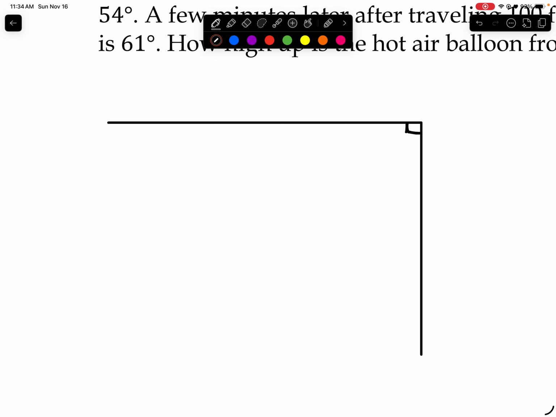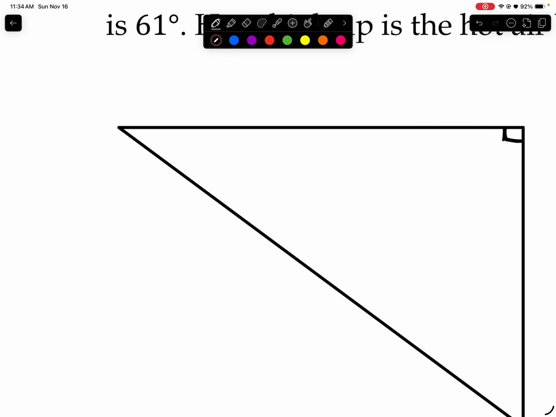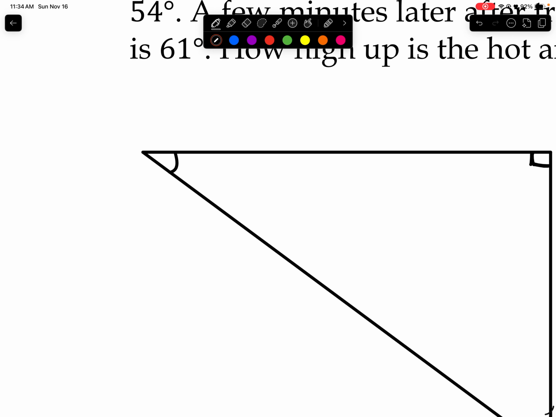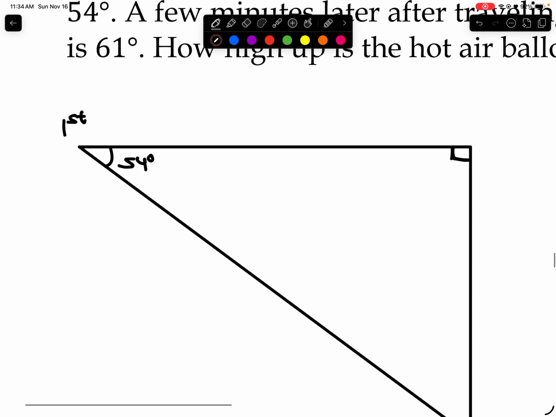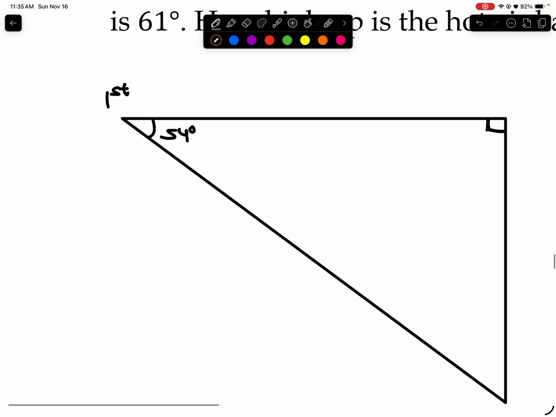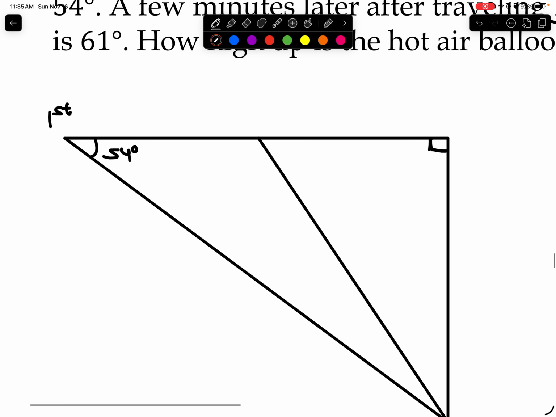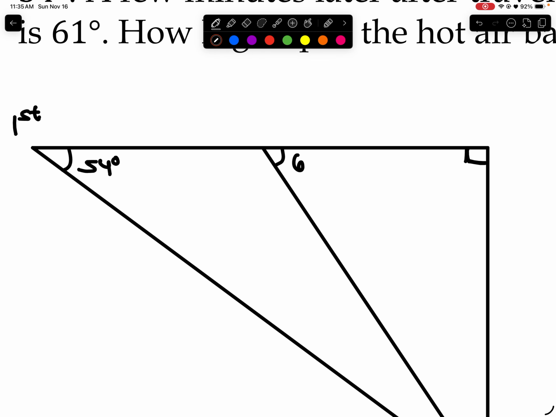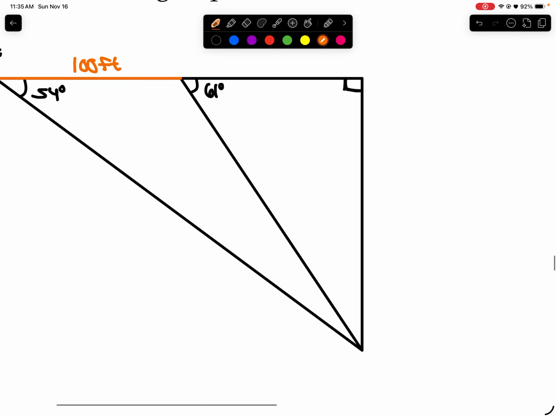So where she currently is, we're going to say first sighting is over here. The angle of depression at first is going to be 54 degrees. And this is at the first sighting. I can't draw. And then it says that she's going to travel 100 feet east. So about 100 feet later, so doesn't have to be to scale, she's going to see the same landmark, and then that angle of depression is 61 degrees. Now, emphasis on the fact that here she traveled 100 feet. And then they want to know how high up the balloon is.